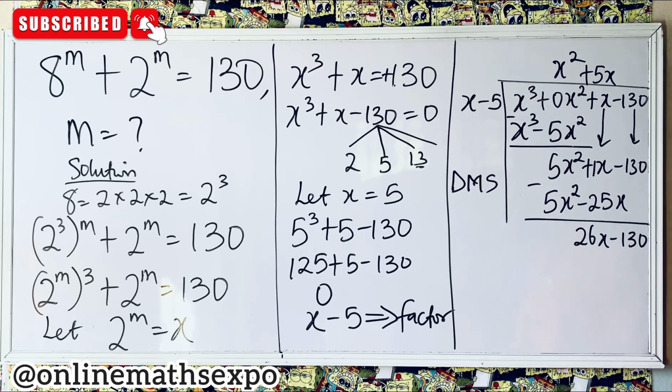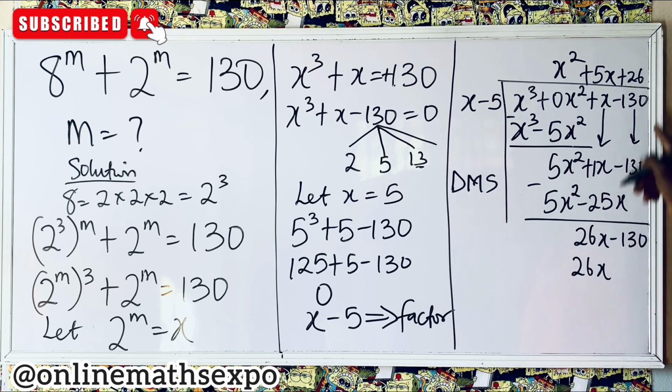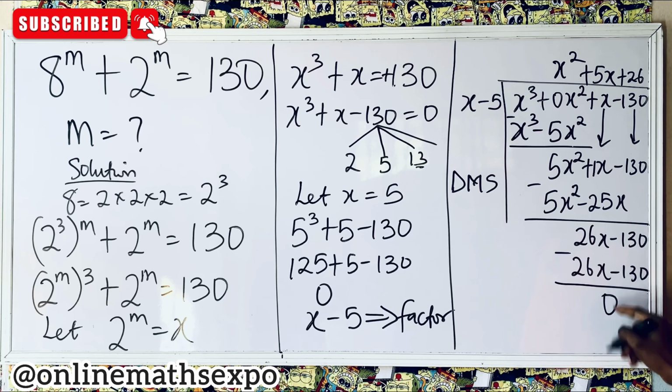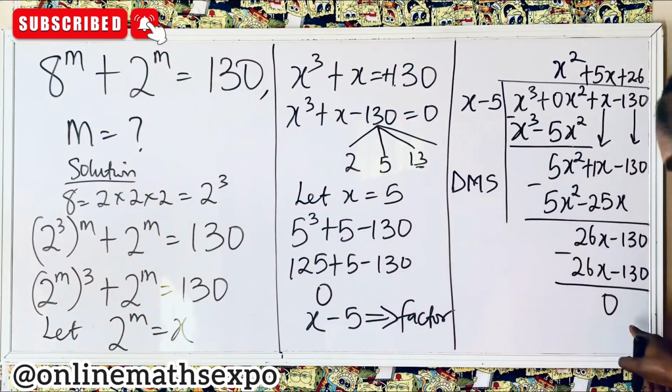Did you see that? Also repeat, do this, we have 26. Use this to multiply, we have 26x. This will give us -130. And when you subtract, it is 0. So you see why this is a factor, because after division, there is no remainder.